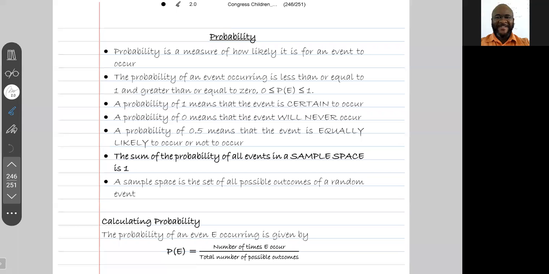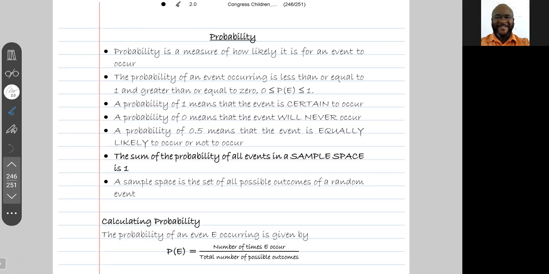All right, so the next thing we're going to look at is probability. Probability is a measure of how likely it is for an event to occur. That is, the probability of an event occurring is less than or equal to one and greater than or equal to zero. In other words, the highest value of a probability is one and the lowest value is zero. Guys, a probability of one means that the event is certain to occur.